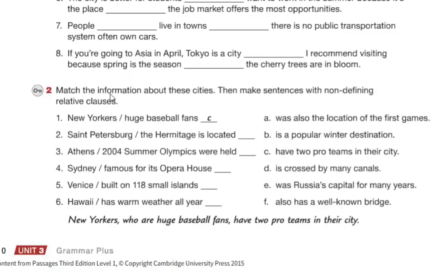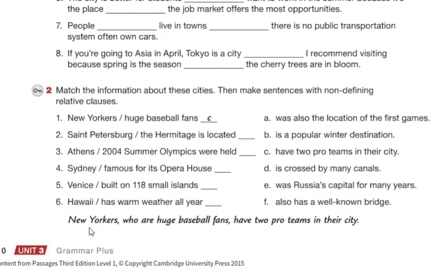Right here we have to match the information about these cities and make sentences with non-defining relative clauses. This will be a little bit complicated because you have to mix both, but we're going to do it together. So we have here New Yorkers, huge baseball fans, and then we have C. In this exercise, there are two things that you need to do. First, you need to combine and match them, those two things, combining and matching. So now it's time to pause the video.